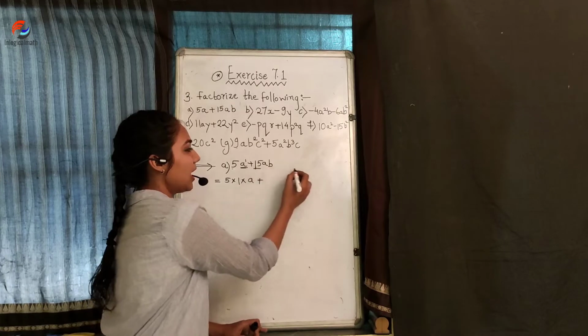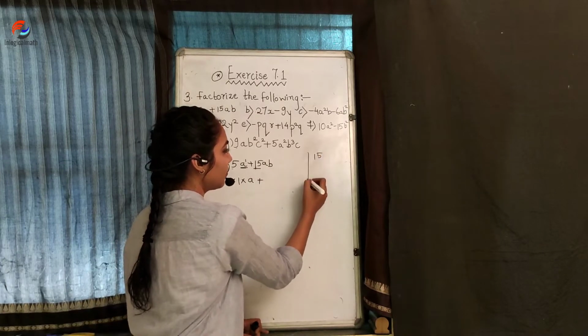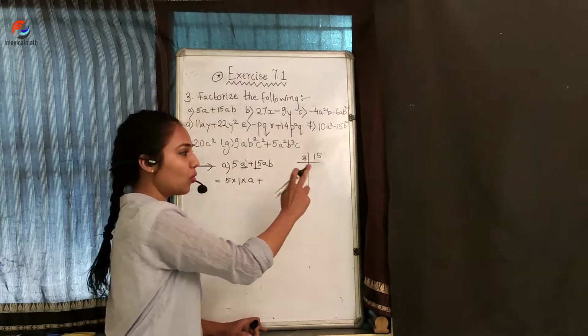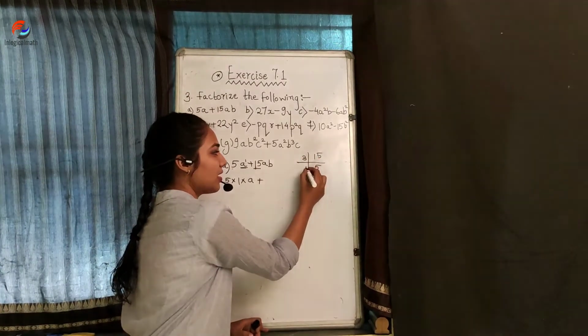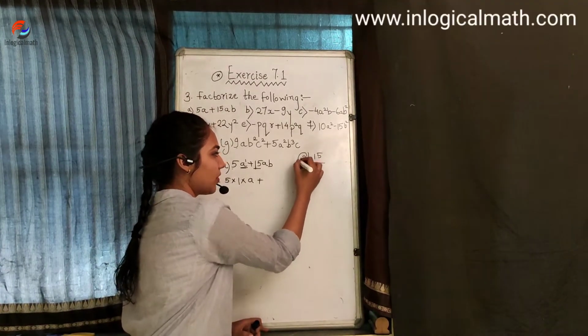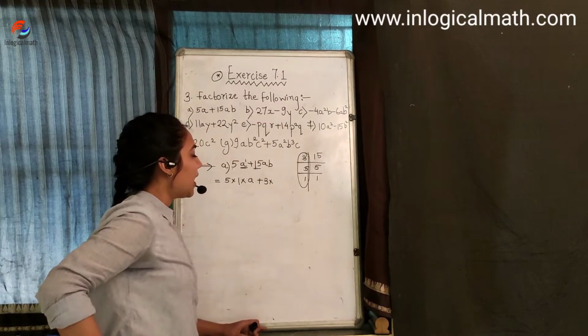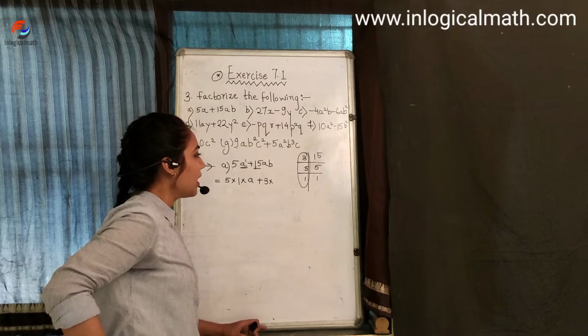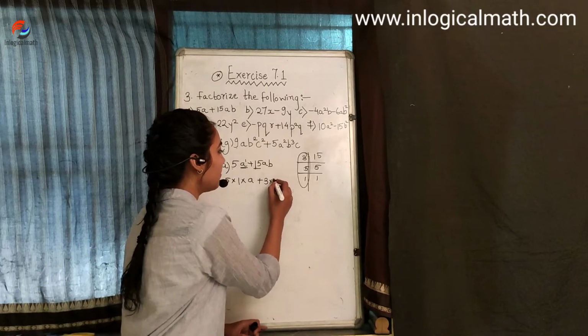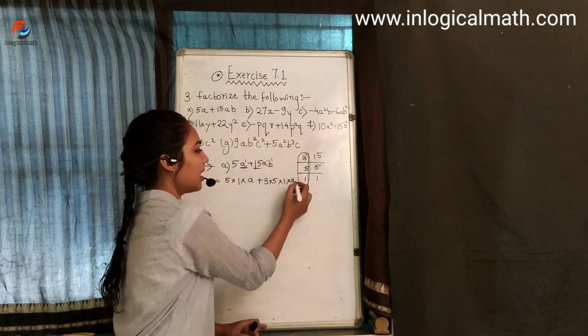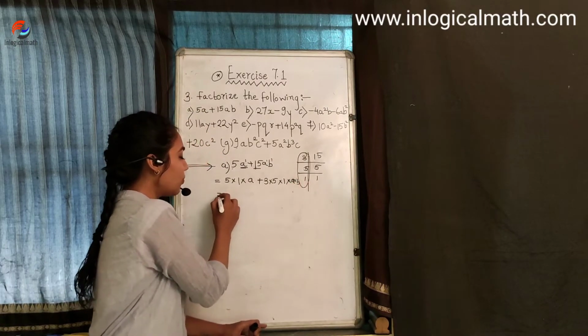Plus 15, having what factor? Find out the factor of 15. We can't divide 15 by 2, so go for 3. 3 5s are 15, 5 1s are 5. So the factor of 15 is 3 multiply 5, multiply 1, multiply a, b having power 1. So we write directly.